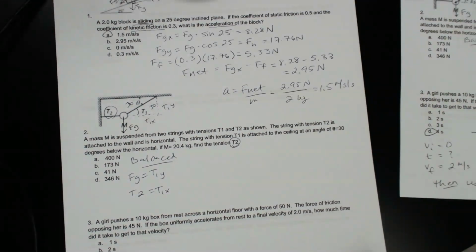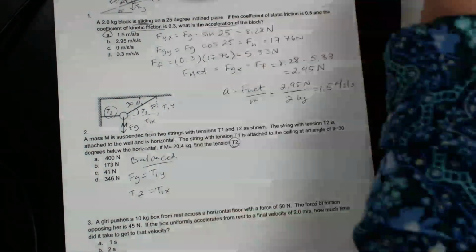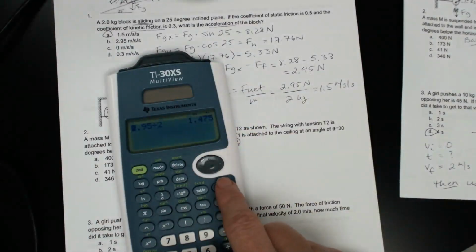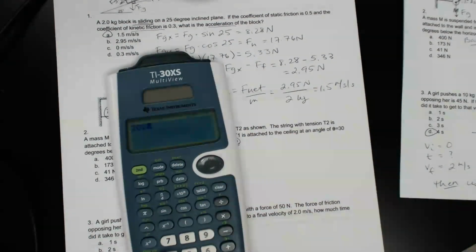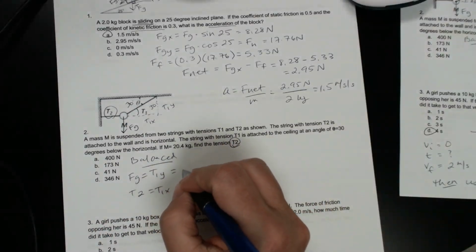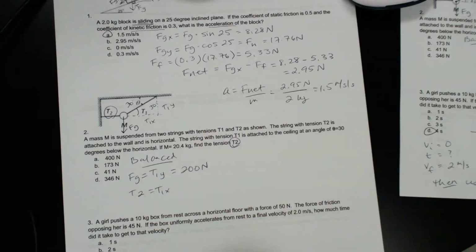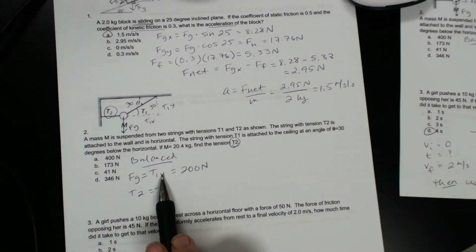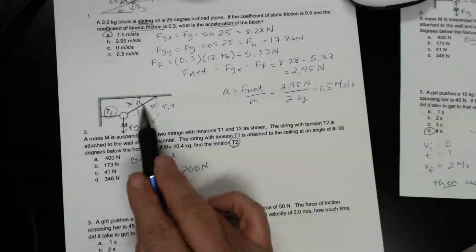And I can get my force of gravity because I'm given a mass. I've got 20.4 times 9.8 here, which is right at 200. I'm just going to go ahead and round that to 200. So T1y equals 200. Then I can actually use this to help me figure out what T1 is, okay?